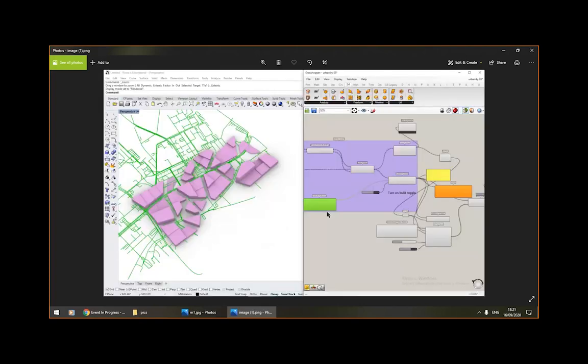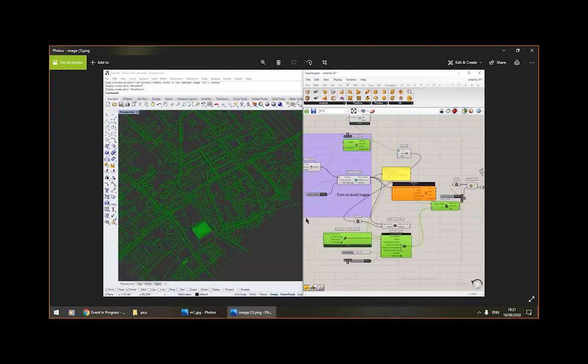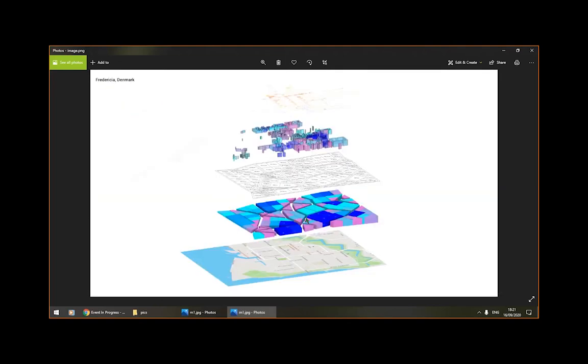And yeah, this is from some of the students. This one was from Brazil, I think, so probably somewhere there. And this one is from Copenhagen.